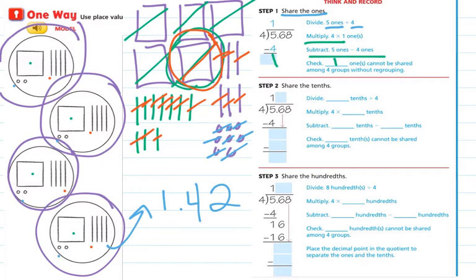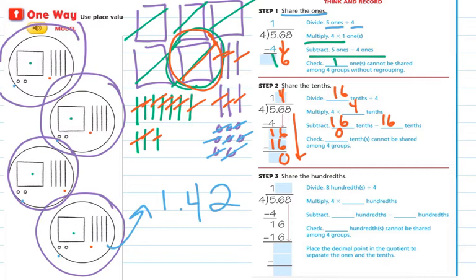So in our next step, when we regroup, boys and girls, we bring down the 6 and we have 16. So now we are going to divide 16 tenths by 4. We can think to ourselves, what number times 4 is 16? That's correct, 4. So we place that in the tenths place. 4 times 4 is 16. We subtract 16 tenths from 16 tenths, and we check. 0 tenths can be shared among 4 groups, so we regroup again.